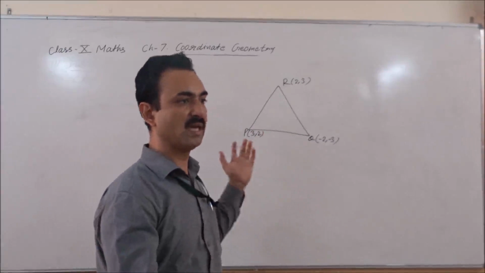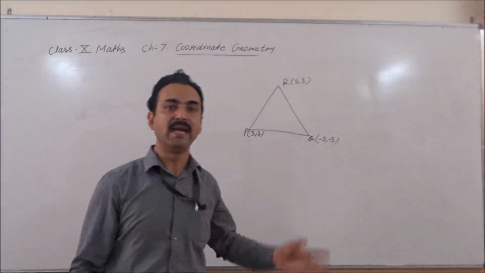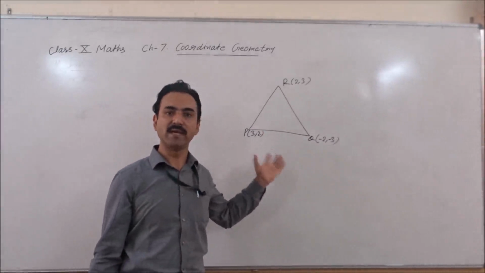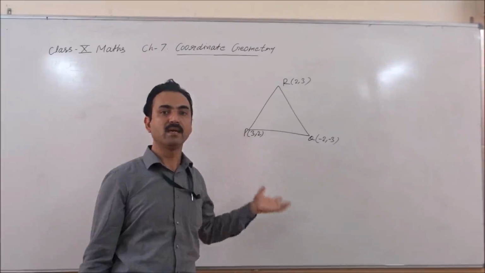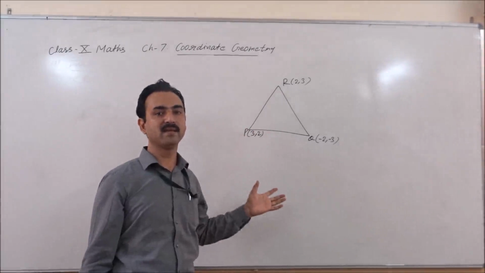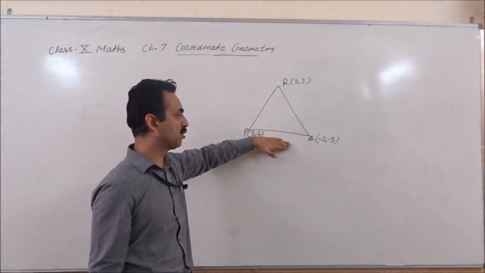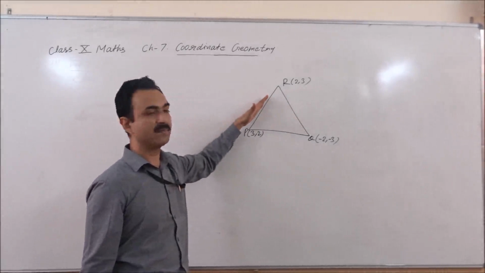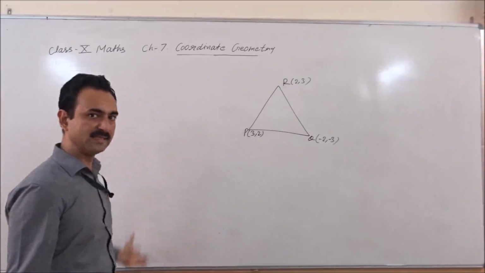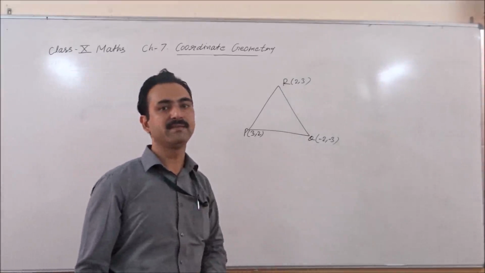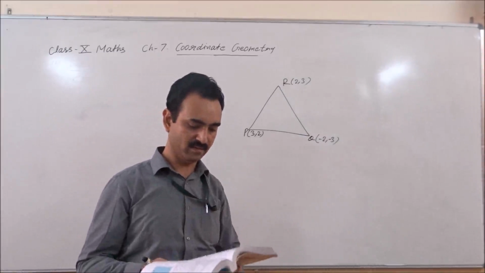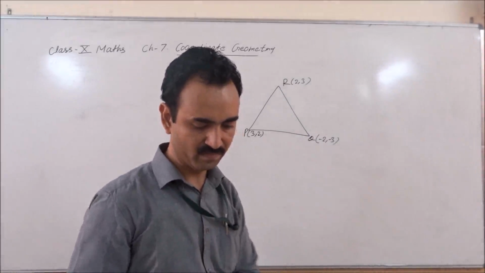It may be a scalene triangle if all three sides are different. It may be an isosceles triangle if any two sides are equal. It may be an equilateral triangle if all three sides are equal. It means we have to find PQ, QR and RP by using the distance formula, and then you will decide which type of triangle it is. So let's find it.